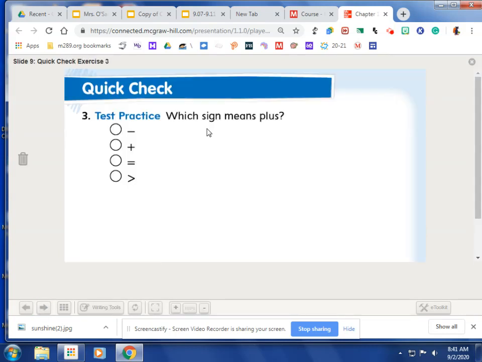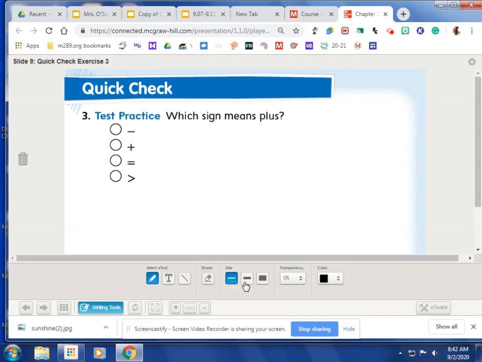Now, which sign means plus? Look at these signs, boys and girls. I want you to write the sign on your paper in front of you that means plus. You don't have to draw this circle. You just have to write the symbol that means plus. If you wrote this one right here, you are correct.